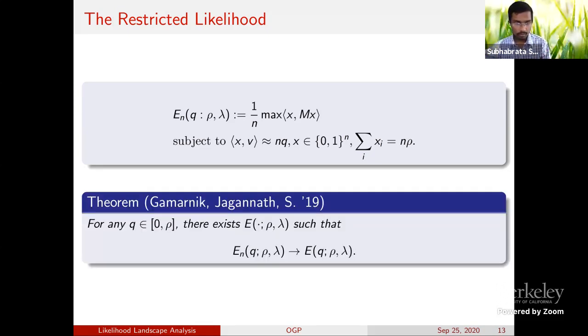So one of our main technical results is to conclude that this restricted likelihood function, for every value of q, converges to a deterministic limit. This deterministic limit is phrased in terms of Parisi type formulae. We'll come back to this in a bit. This is a fairly involved formula, but it's explicit at least. And we know that this is a deterministic formula in the limit where n tends to infinity.